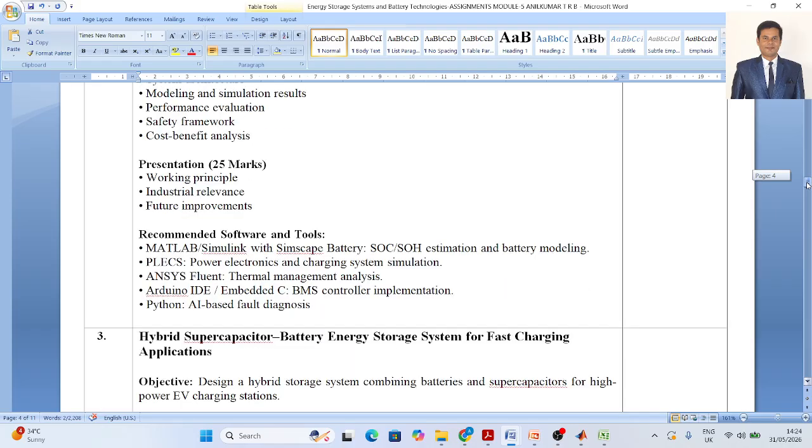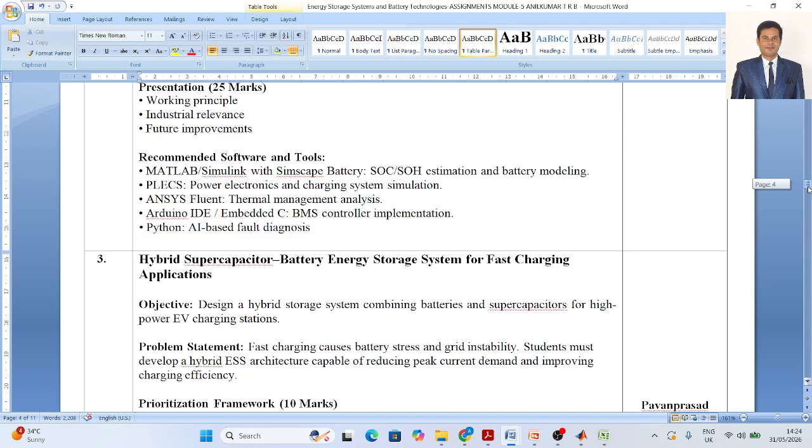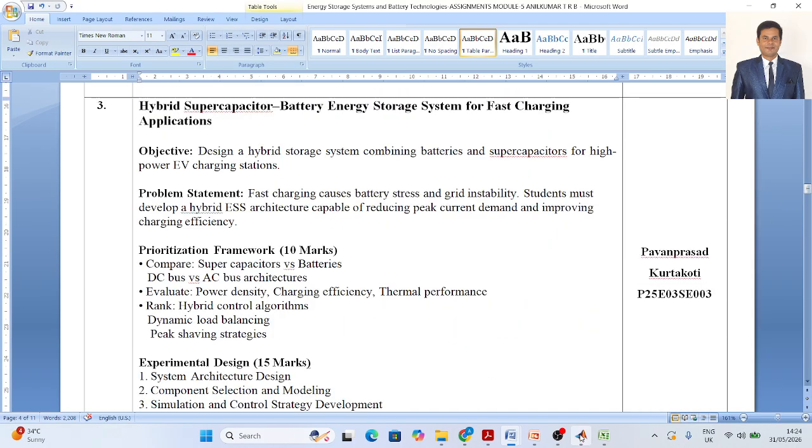Okay, so you can go with AI also, or else you can go with this software I told you, MATLAB Simulink with Simscape, battery SOC and SOH estimation and battery modelings. Okay, or else you can go with Python with AI based fault diagnosis. So is that clear, Mamta? Yes.